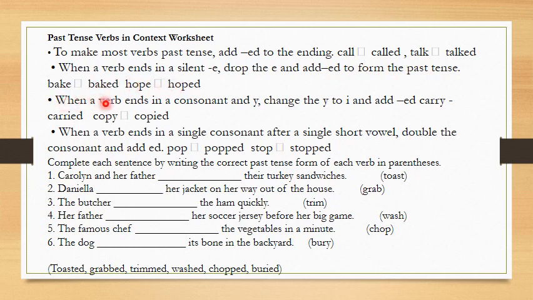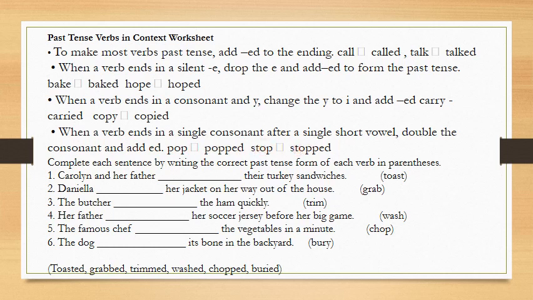When a verb ends in a consonant and y, change the y to i and add ed. For example, carry, carried, copy, copied. When a verb ends in a single consonant after a single short vowel, double the consonant and add ed. For example, pop, popped, stop, stopped.